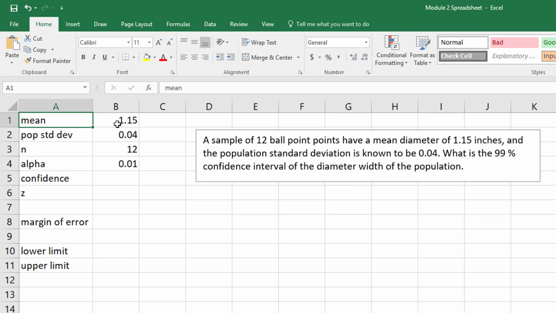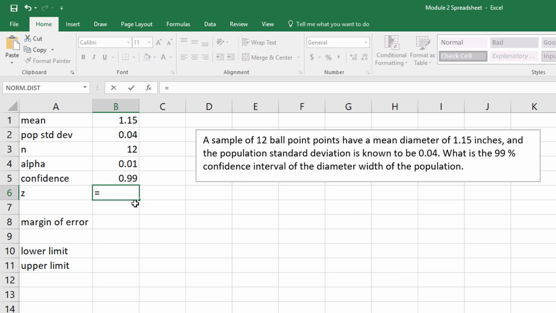So I just went into Excel and typed in these numbers: the mean, the population standard deviation, and the sample size, 12 ballpoint pens. Alpha is 0.01 because it's a 99% confidence interval, so that, of course, is 0.99. You could either look up this z value in a table, or in Excel, you could do equal.